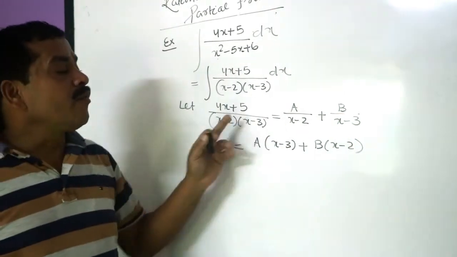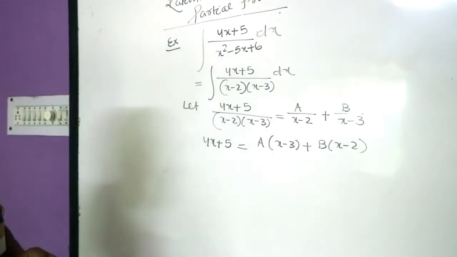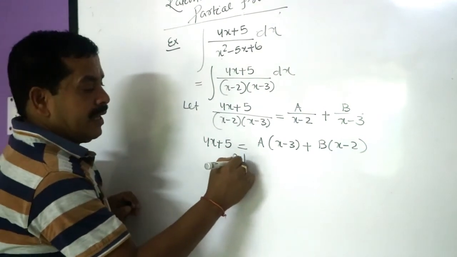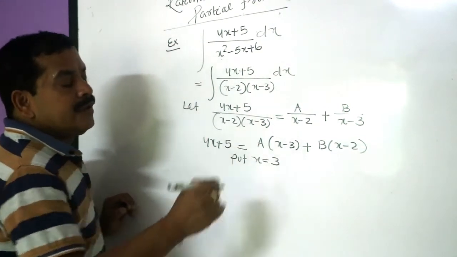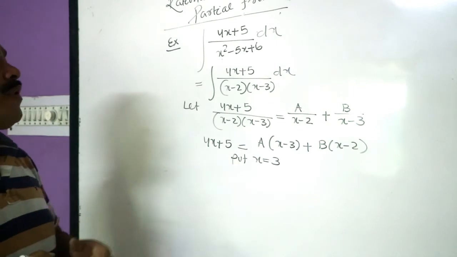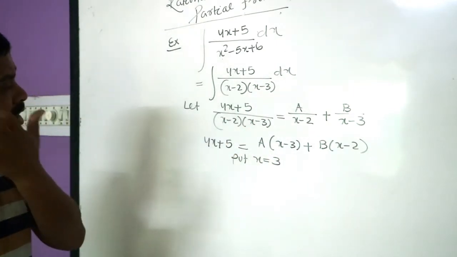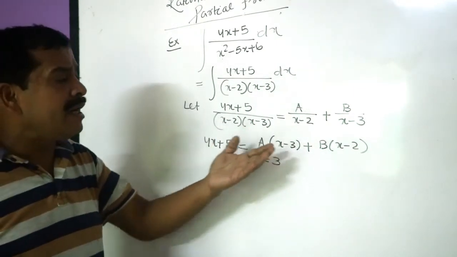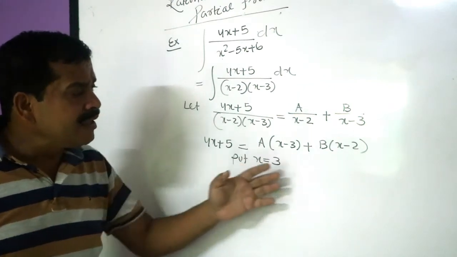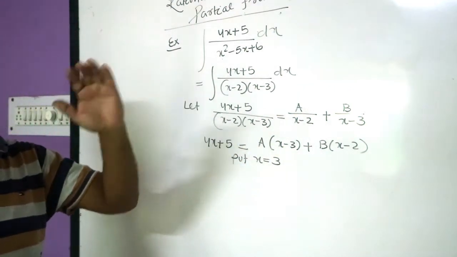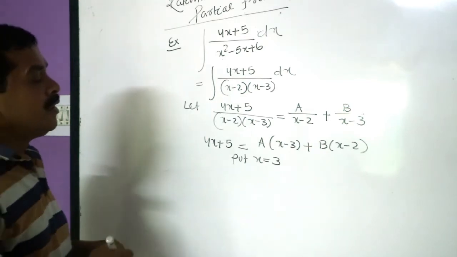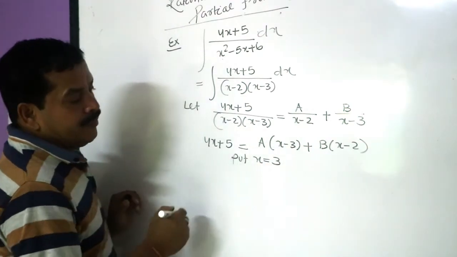Then the denominators on both sides cancel. Put x equals 3. This is an easy method. You can find the value of a and b. Also, you can find the value of a and b by equating the coefficients and constant terms on both sides. Put x equals 3.